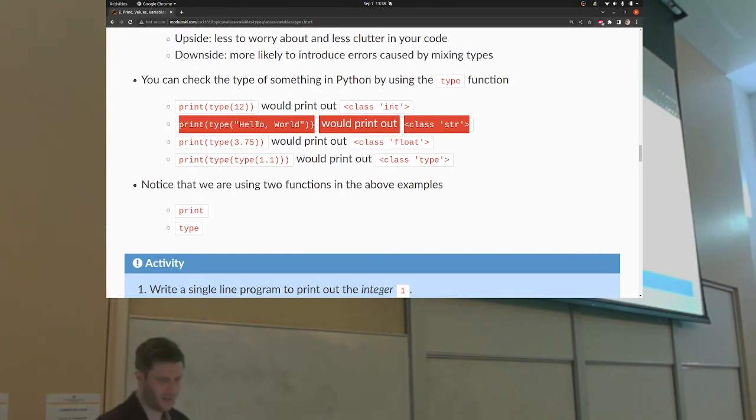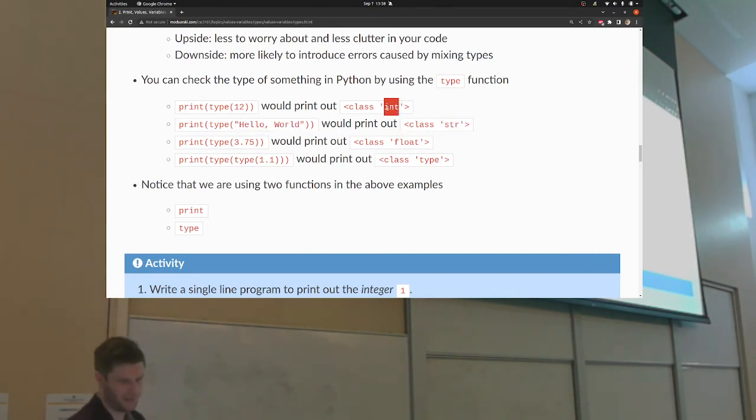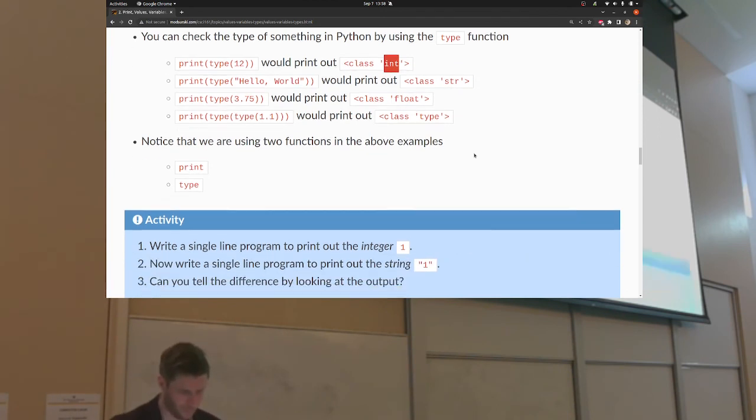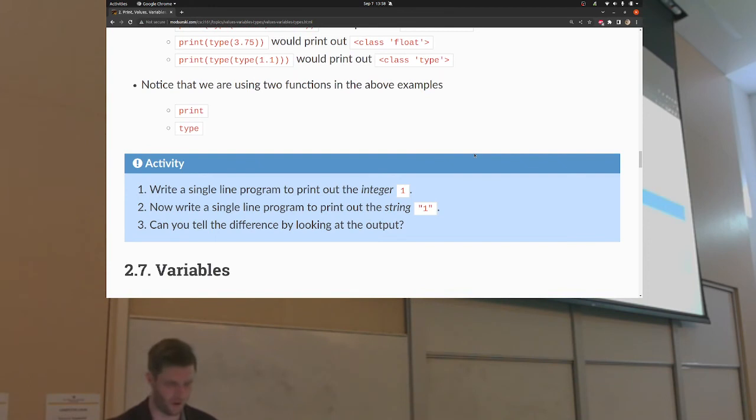Okay, and all of these things like print 12, well, that'll say int. Hello world, string. 3.75, float. Well, this one's a funny one. What happens if you take the type of the type? Well, it's a type. It's weird. Don't worry, that's a funny little thing. So we're using 2 functions so far, print and type.